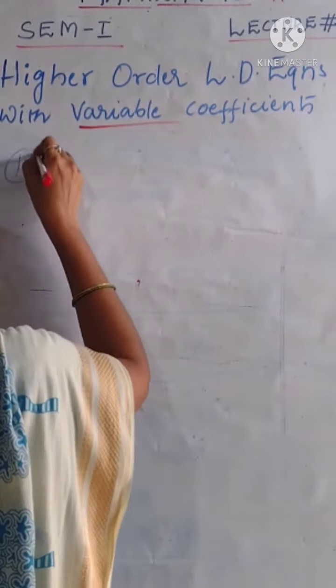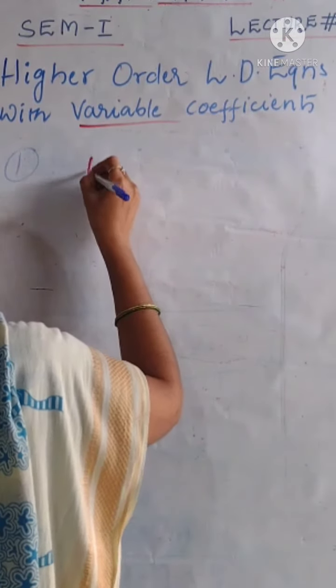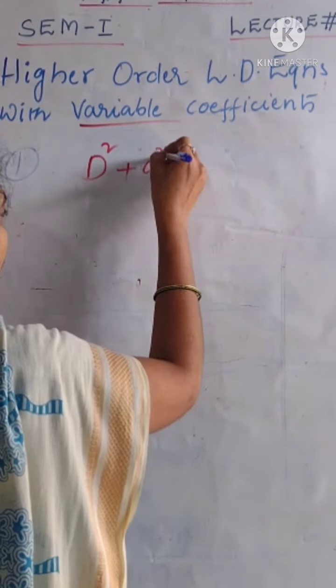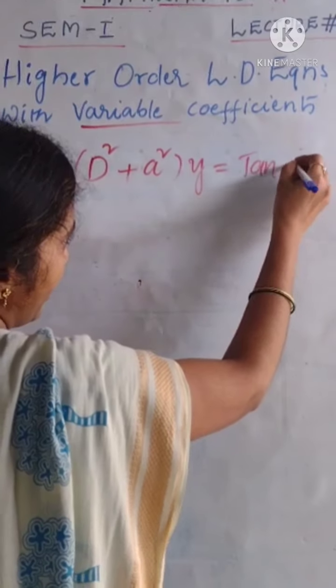First question, let us take a second order equation: d square plus a square into y is equal to tan ax.